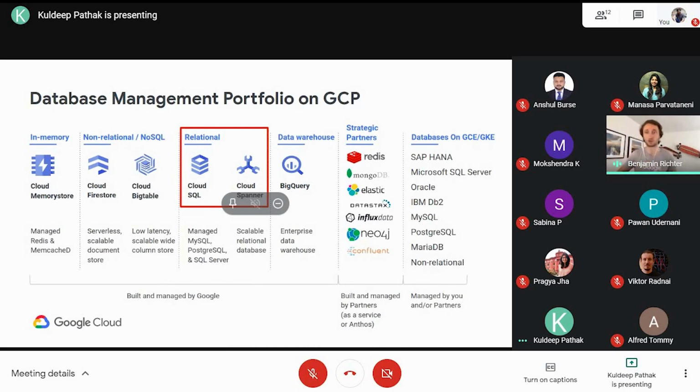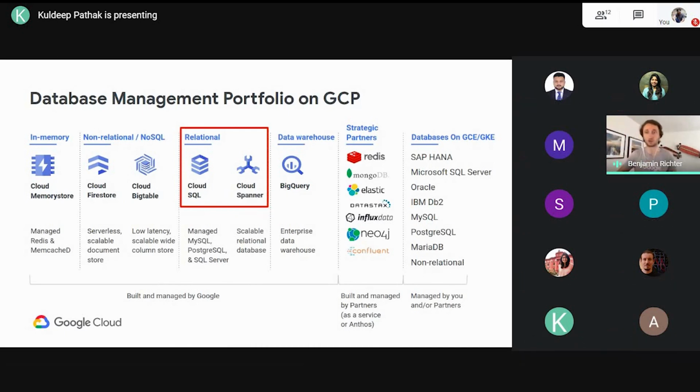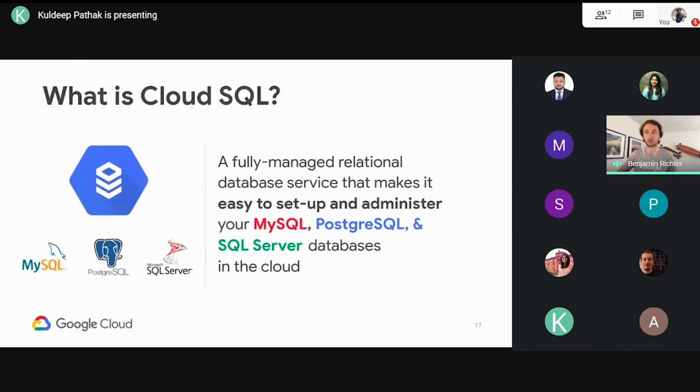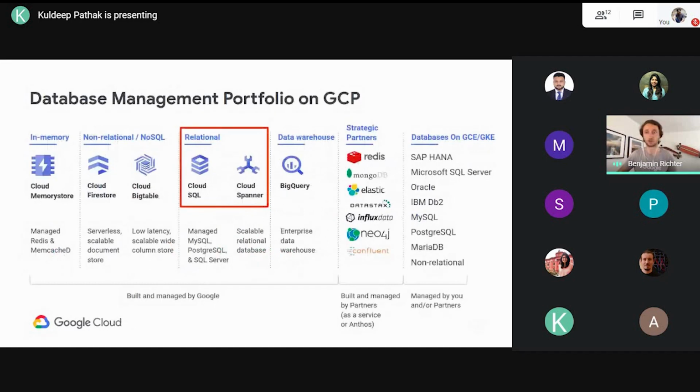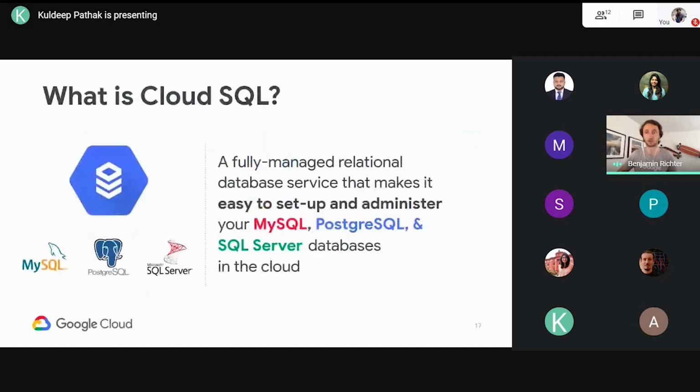So today we're talking about relational databases and how to scale them. Cloud SQL, if you can go one slide further, is a fully managed relational database service on which you can run all your traditional SQL instances, so either MySQL, PostgreSQL, or SQL Server in the cloud.